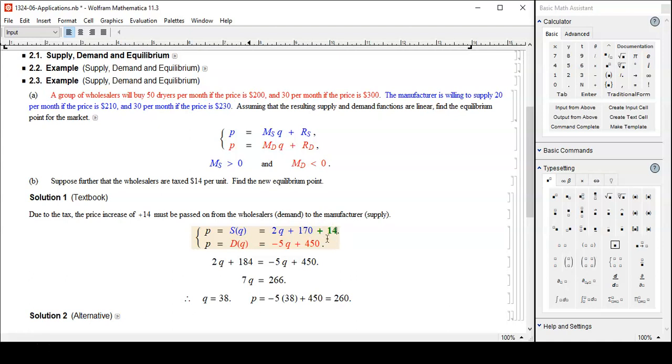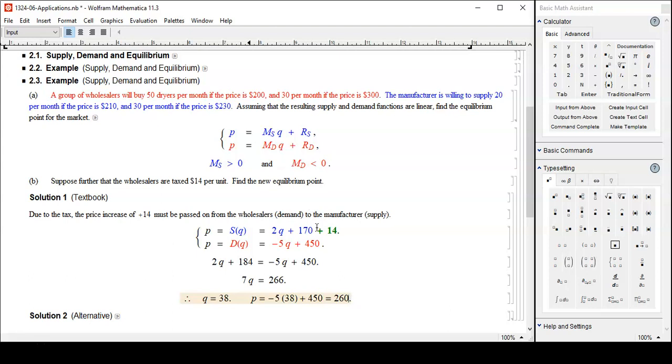Now, if you accept why this is plus 14, not this one down there, if you accept that, the solution is easy from this point on. Setting these equal to each other, 2Q plus 170 plus 14 is 184 instead. And then that's the demand side. And solving that equation, let's see, 85 plus 27Q, and 450 minus 184 is 266. Dividing by 7, you're going to get 38. And plugging in 38 to either the first or second, you're going to get the price, 260.